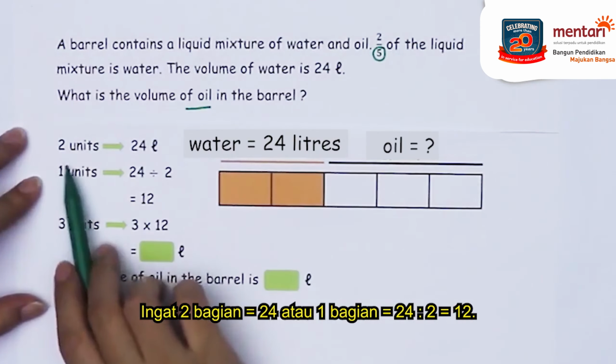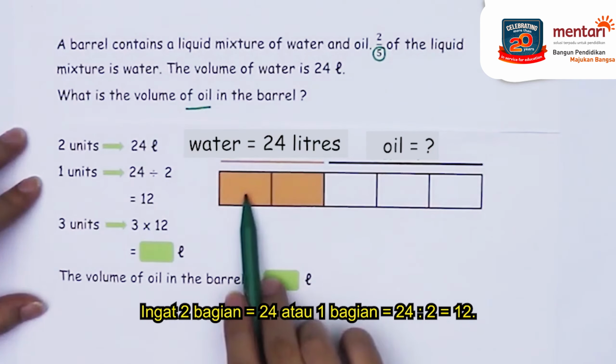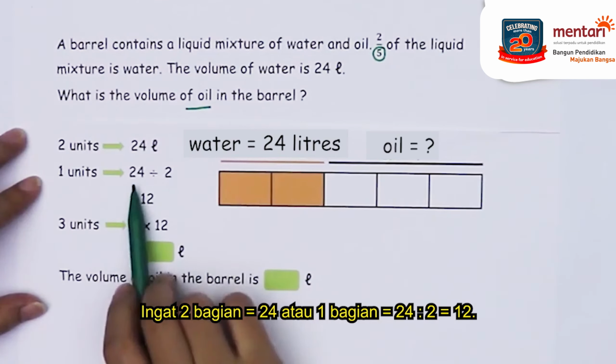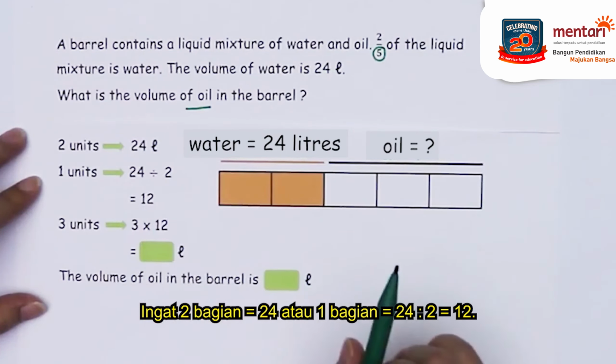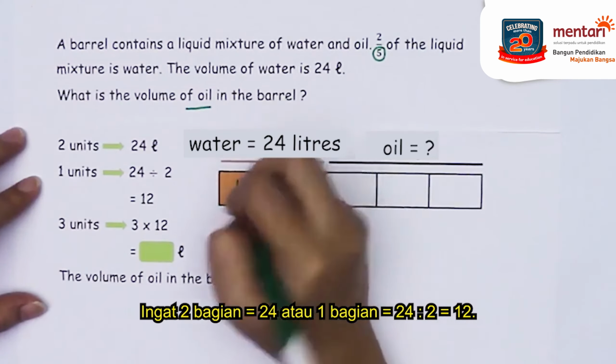Keep in mind that 2 units is 24 liters. We want to find out 1 unit first. So what operation are we going to use? Division. Therefore, 24 divided by 2 is equal to 12. So this is 12.